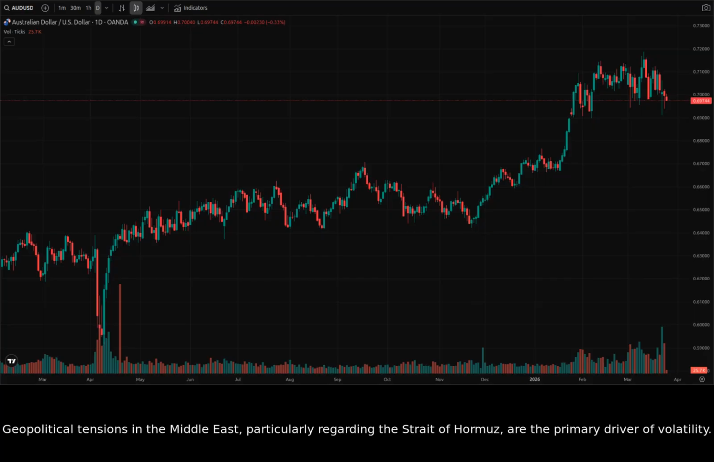Geopolitical tensions in the Middle East, particularly regarding the Strait of Hormuz, are the primary driver of volatility. There are conflicting reports about a potential ceasefire between the US and Iran, which has kept traders on edge. Safe haven demand is supporting the US dollar, while the Australian dollar is feeling the weight of risk aversion.